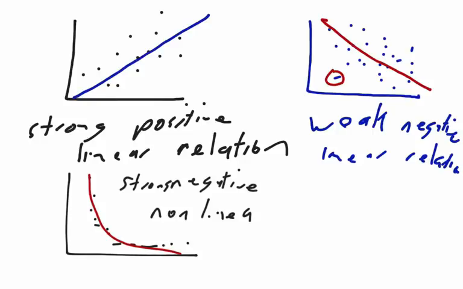So when you're describing these, you want to make sure that you have a few things. You want direction, whether it's positive or negative. You want form, is it linear or nonlinear? You want strength, strong, weak, moderate. And if there's any outliers, you may want to say that.